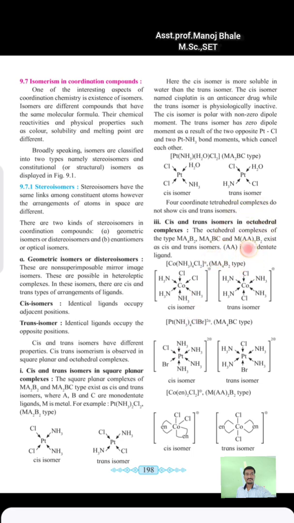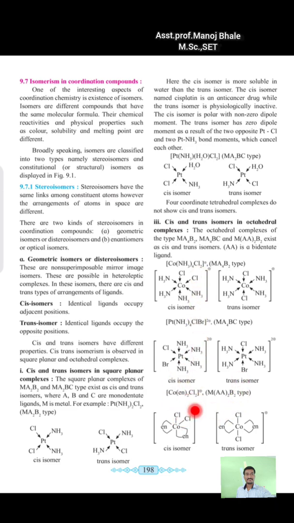We also see cis and trans isomerism in octahedral complexes. In cis isomerism, similar atoms are present on one side. In trans isomerism, similar atoms are present on the opposite side. These are three different examples of cis and trans isomerism.